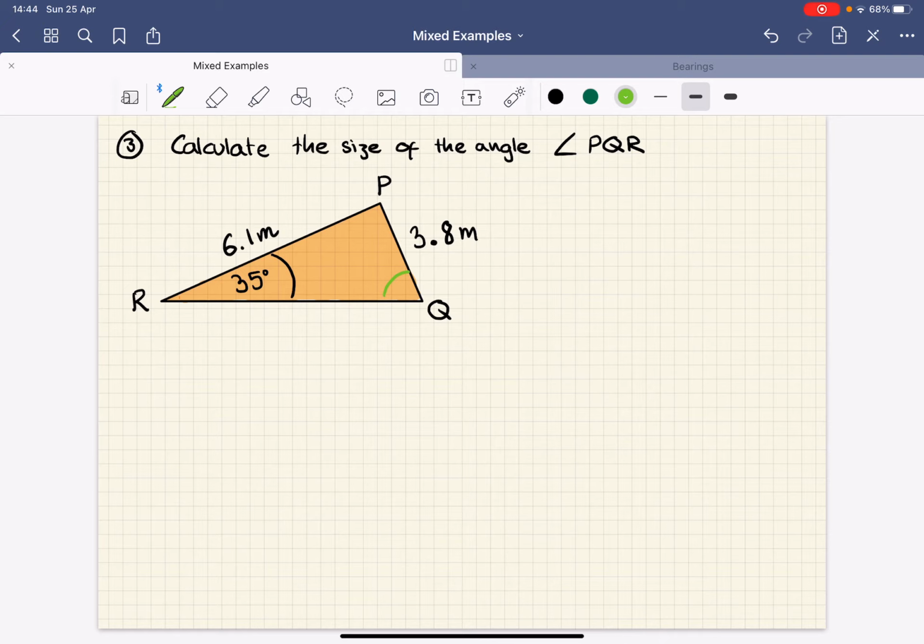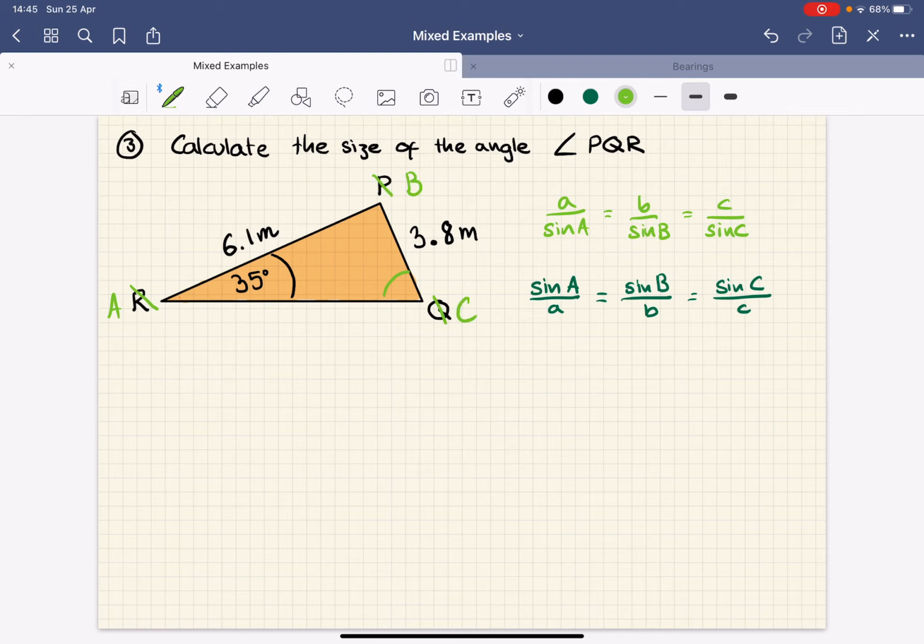And remember the sine rule, you're given it as a over sine A equals b over sine B equals c over sine C. But because we're finding an angle, we must flip it upside down. So we're doing sine A over a, sine B over b, and sine C over c. And sine rule, doesn't matter which you pick for your A, B, and C. So I'm just going to go through and just change all of them. So that can be A, B, and C. So that's my lowercase versions there.